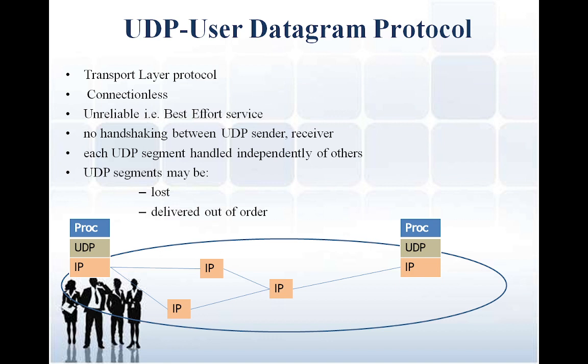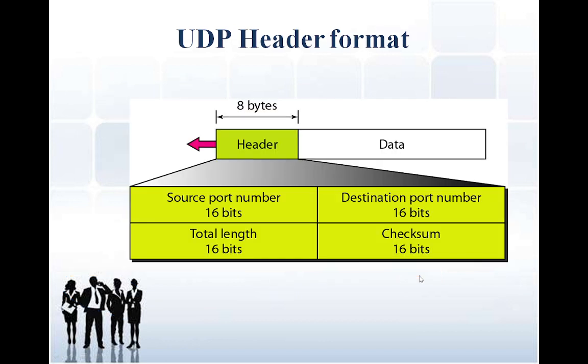In this diagram you can see that on both sides we have UDP and IP. IP is used for making connectivity among the individual nodes available on the network. So this is the UDP header format. In the last slide we discussed the header format of TCP. It's very elaborate, but here it is very limited. There is a source port, destination port, total length, and checksum field.